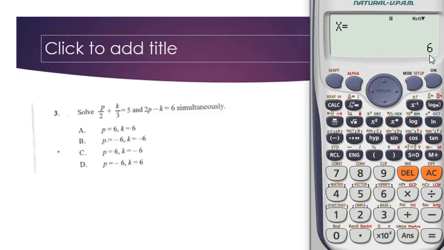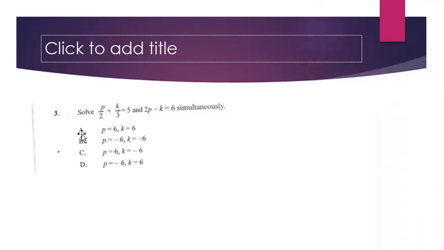Once you click on that, you'll be given the values for x and y. So we have x equals 6, y equals 6. So x stands for the first variable, which is p, and y is k. So p is 6, k is 6. So the answer is A. See how simple this is. Once you know this trick, you are just good to go.